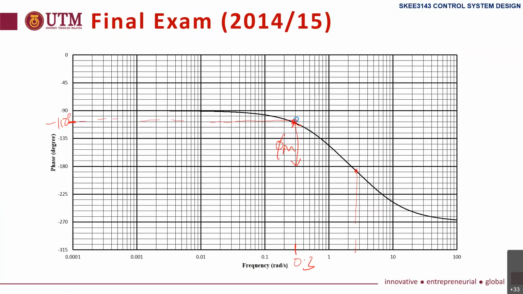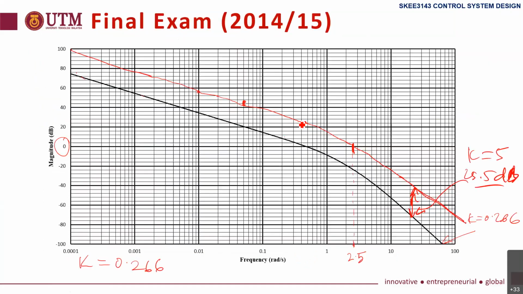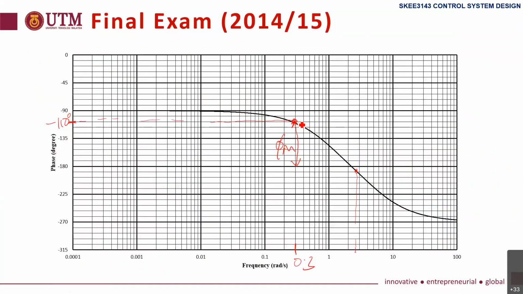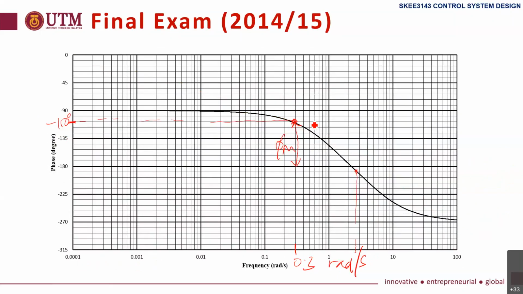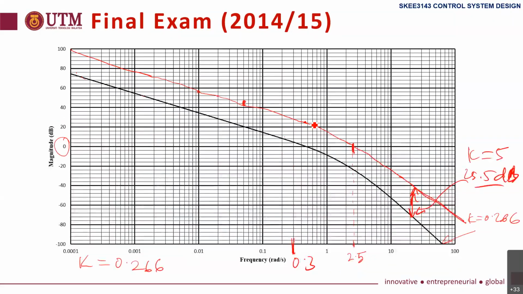According to what we want here, 69.2, it happens at frequency 0.3 radian per second. So we need to make sure at 0.3 here, the magnitude crosses 0 dB. If we can make sure it crosses 0 dB, then we can obtain the phase margin that we require. So now look into 0.3.